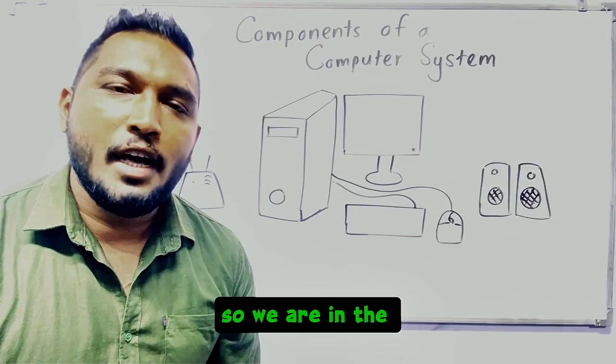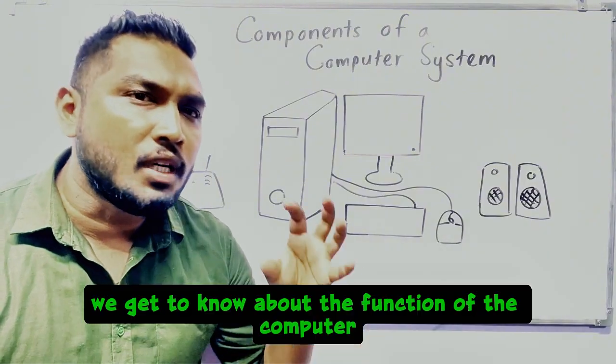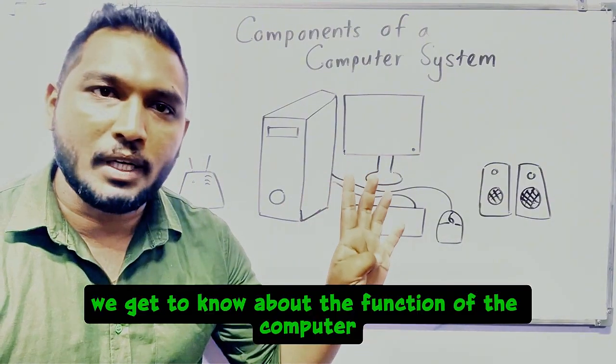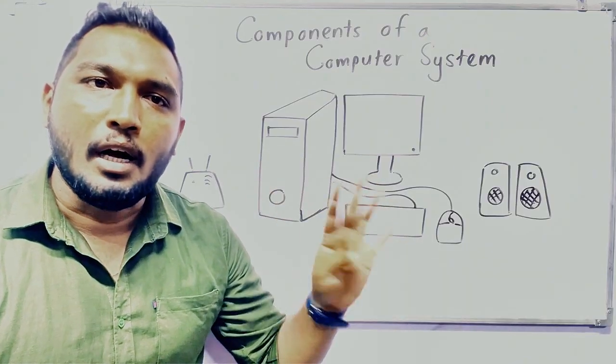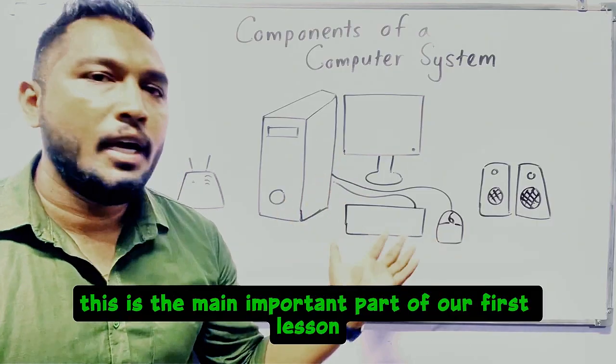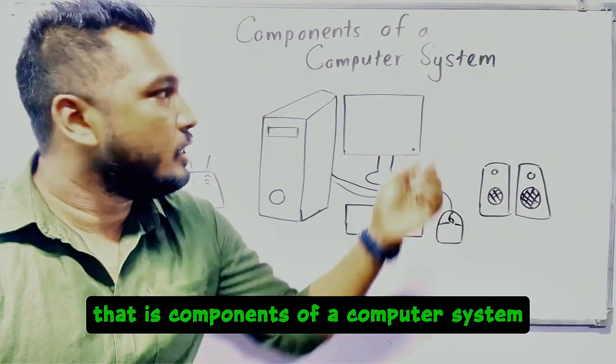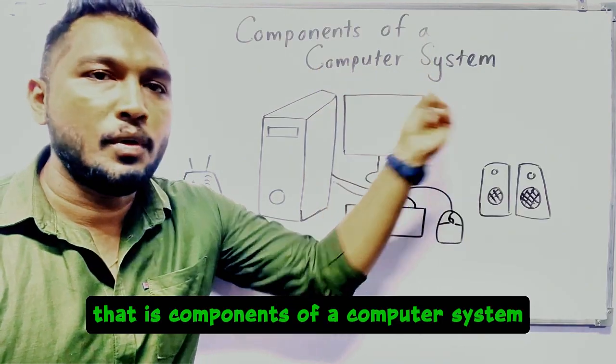Guys, so we are in the second part of the lesson. In the very first part of the lesson, we got to know about the function of the computer, and then we talked about embedded computers. Okay, this is the main important part of our first lesson, that is components of a computer system.